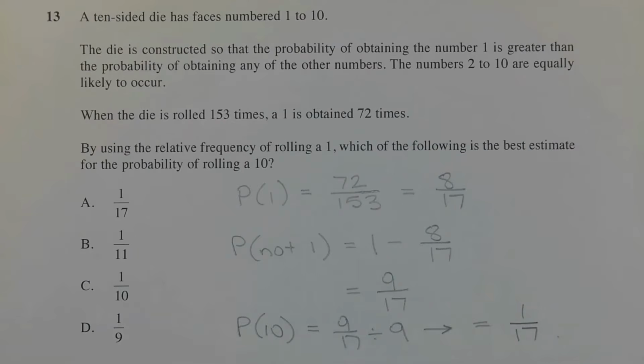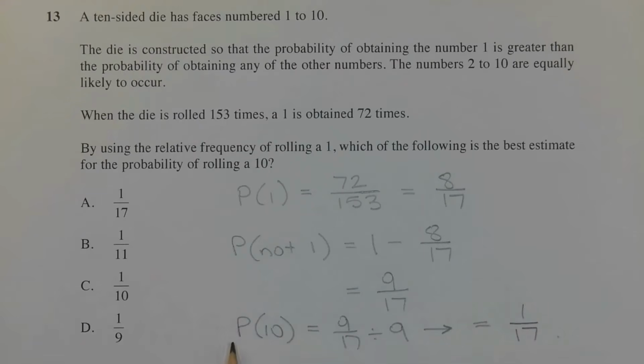And the question is, use the result of this experiment to estimate the probability of rolling a 10, which is one of those other 9 outcomes. So going back to this line here, the probability of not rolling a 1 is 9 over 17, but we want one of those outcomes that's not a 1, which is 10.